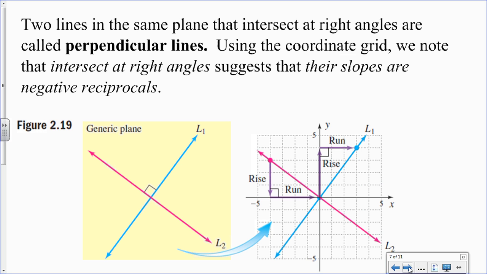Perpendicular lines then. Perpendicular lines intersect at right angles, and their slopes are negative reciprocals. We'll call that opposite reciprocal. So perpendicular lines have opposite reciprocal slopes.